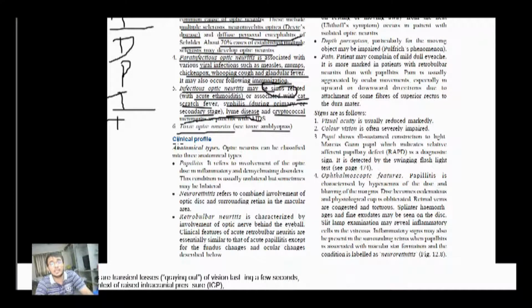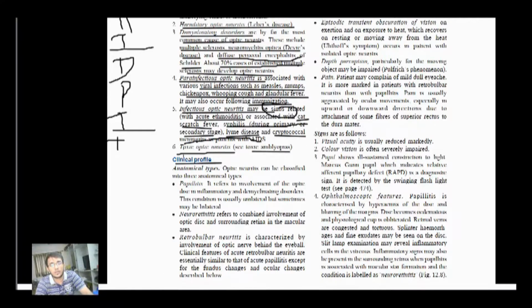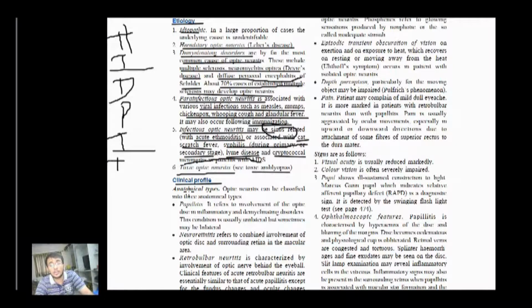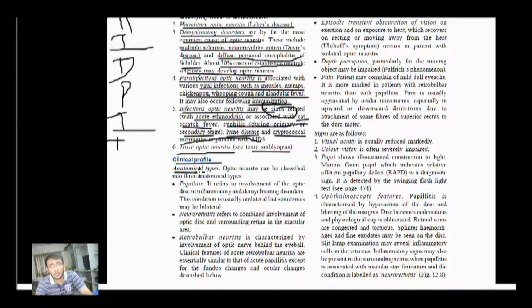Now we will study the clinical profile of optic neuritis. Anatomically, optic neuritis is divided into three types. First is papillitis, second is neuroretinitis, third is retrobulbar neuritis. So what is papillitis? Papillitis involves only the optic disc. Neuroretinitis involves the optic disc and the surrounding retina in the macular area.